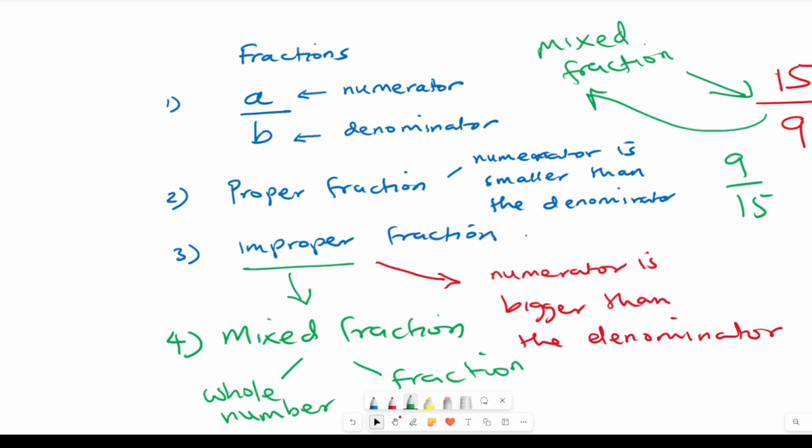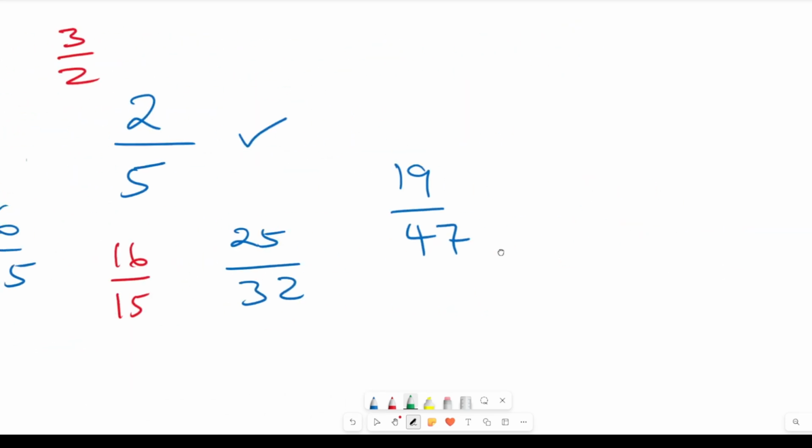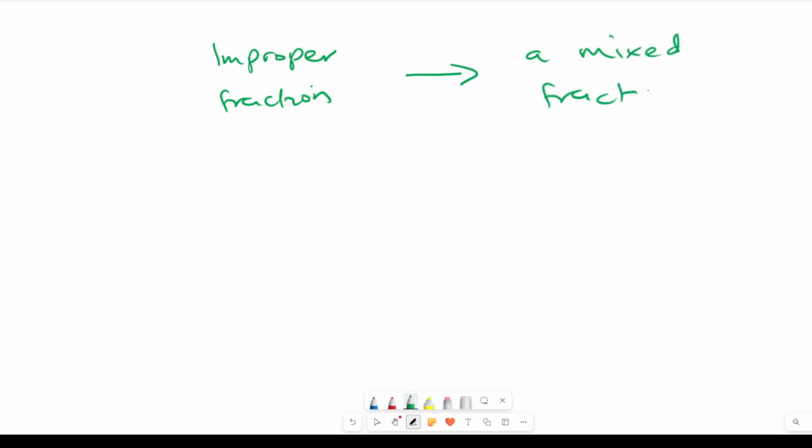So the next thing we want to look at is to be able to move an improper fraction to a mixed fraction and then move a mixed fraction to an improper fraction. So first, let's start with an improper fraction to a mixed fraction. And then when we finish, we will try the reverse. We will be given a mixed fraction and then we will try and move it to an improper fraction.